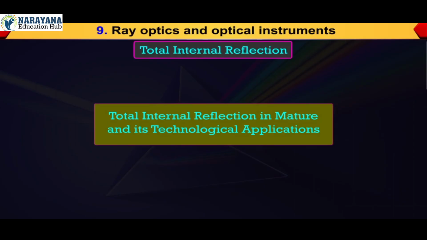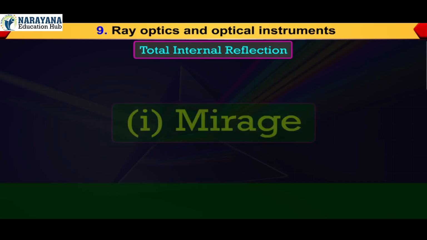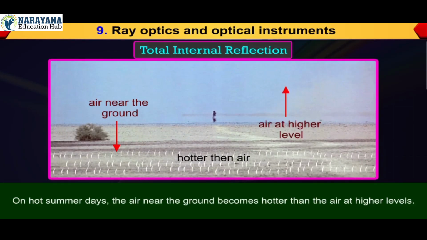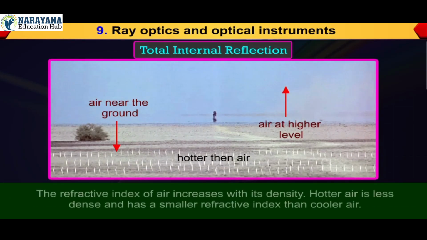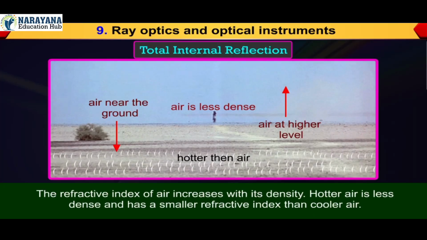Total internal reflection in nature and its technological applications. Number 1. Mirage. On hot summer days, the air near the ground becomes hotter than the air at higher levels. The refractive index of air increases with its density. Hotter air is less dense and has a smaller refractive index than cooler air.